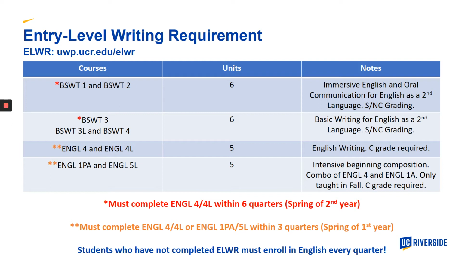Students who place into Basic Writing 1 and 2 or Basic Writing 3 will need to complete English 4 before the end of their 6th quarter, spring of their sophomore year. Students who place into English 4 or 1 PA will need to pass these classes within their first 3 quarters at UCR.